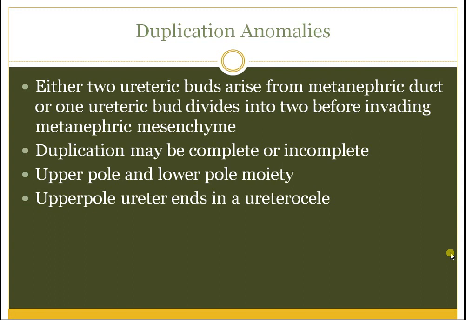Here we begin with anomalies of duplication. So when the ureteric bud is arising from the mesonephric duct, instead of one there could be two ureteric buds that arise, and hence that can give rise to two different draining systems, or one ureteric bud divides into two before invading into the metanephric mesenchyme. They could be complete or incomplete, and there will be an upper pole and a lower pole moiety, and the upper pole ureter usually ends up having a ureterocele. We should remember this.